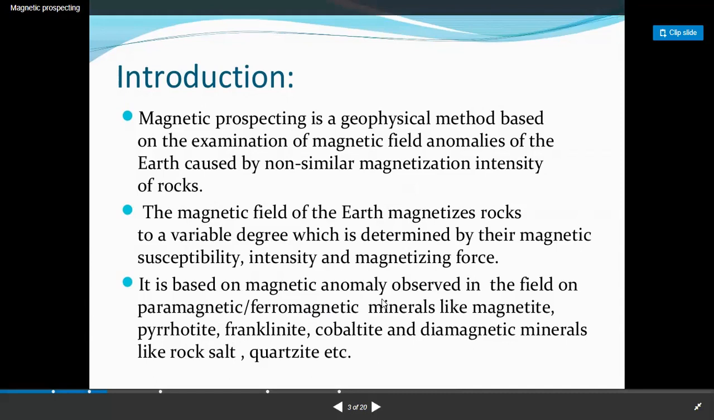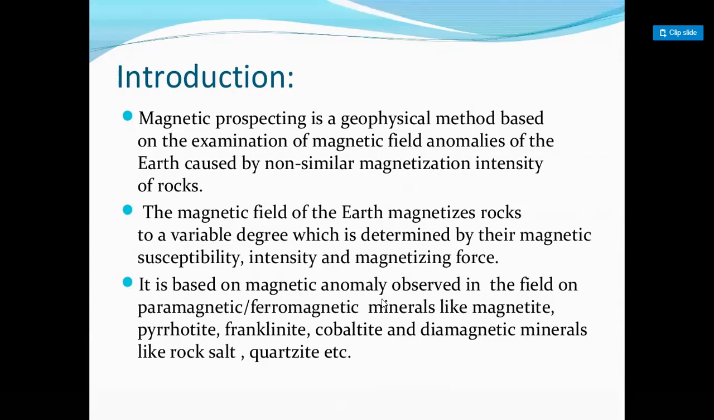It is based on magnetic anomalies observed in the field of paramagnetic and ferromagnetic minerals like magnetite, pyrite, franklinite, and cobaltite, and diamagnetic minerals like rock salt and quartzite. He examined these rocks, the paramagnetic or ferromagnetic minerals and the diamagnetic minerals like rock salt and quartz. We can observe the magnetic anomaly from these different types of rocks.